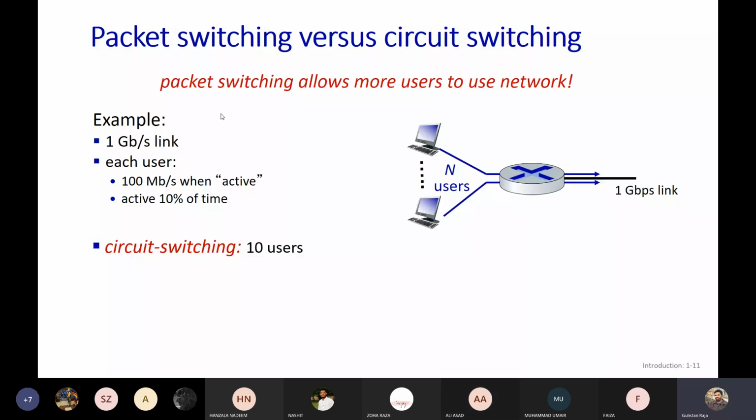Yes sir, 100 multiplied by 10 is 1000 mbps or 1 Gbps. So in circuit switching 10 users can be used at the same time. Is it right? In circuit switching you can use 10 users at the same time, not more than 10.